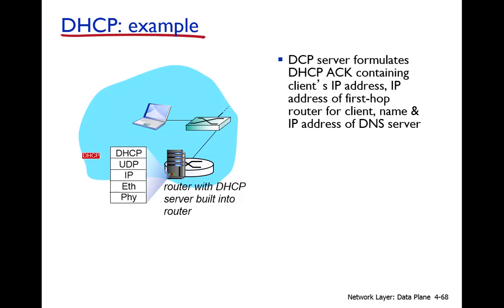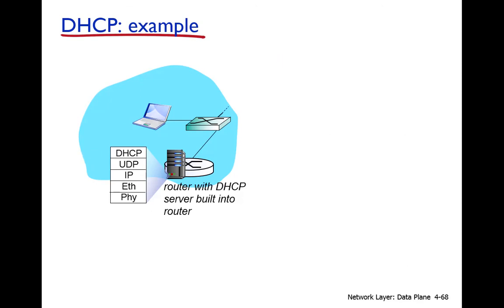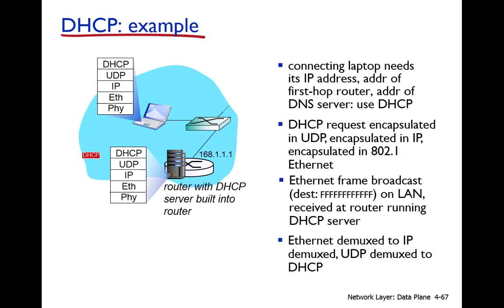So the DHCP message is received here at the server. The physical layer will pass it to Ethernet, Ethernet will pass it to IP, IP will pass it to UDP, and UDP will pass it to DHCP. The DHCP server will read that this is the DHCP discovery message. So now it will send the response.